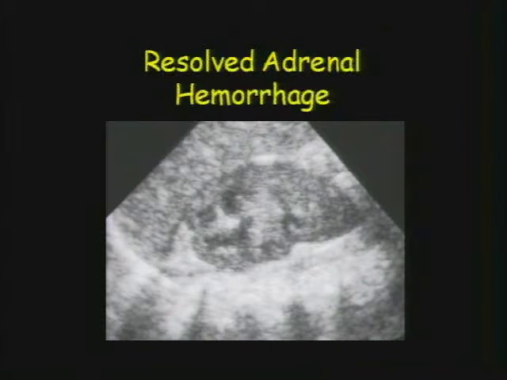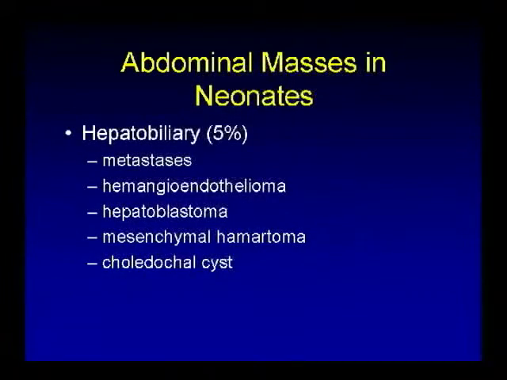The big thing you want to do is exclude that you have a neuroblastoma, and you do that by following the lesion to its resolution, where you'll end up seeing a little calcified adrenal gland. So if you have a lesion that you think may be a hemorrhage, follow it up until it's gone to prove you don't have a neuroblastoma.